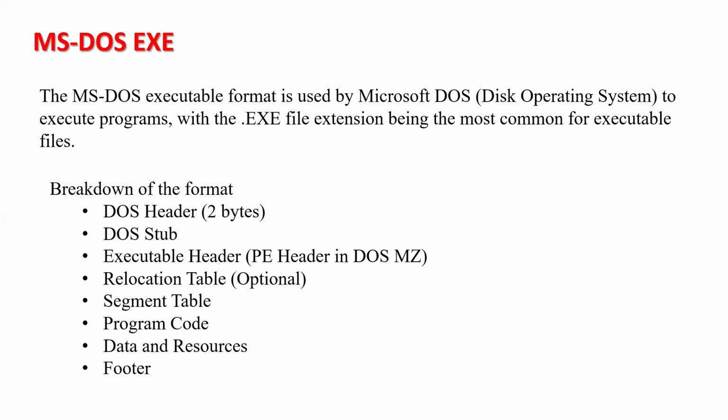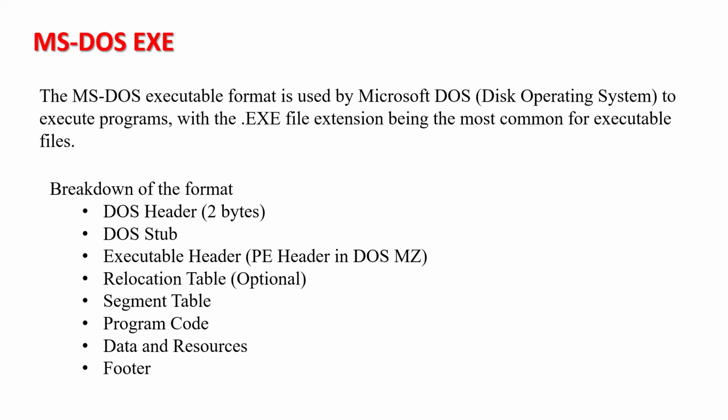This executable header is followed by an optional relocation table. Older DOS executables used to include a relocation table, which allows the operating system to load the program at an address other than the one specified in the file. This table is needed for programs that may have been written for different memory layouts. And that's why we are saying that this is an optional one.